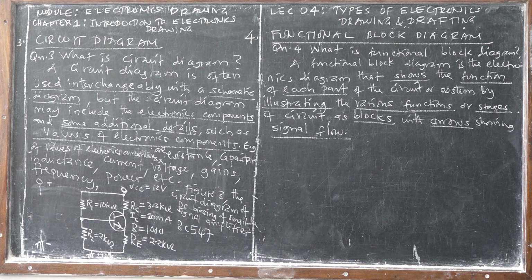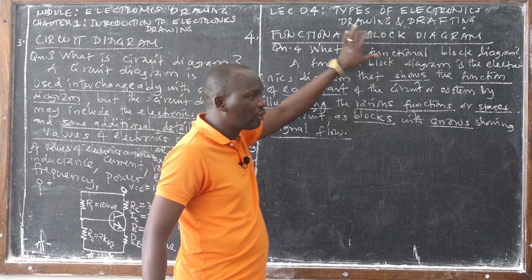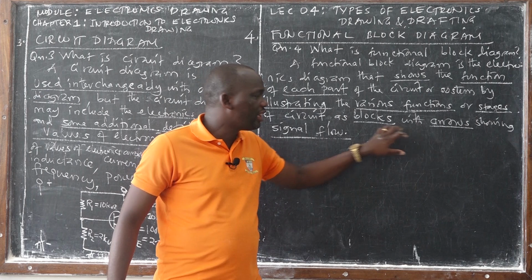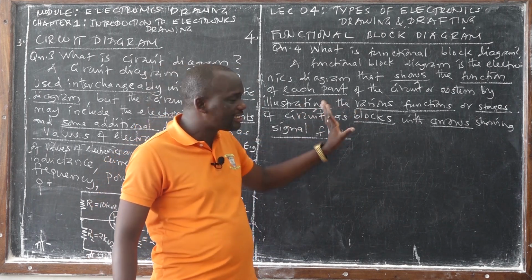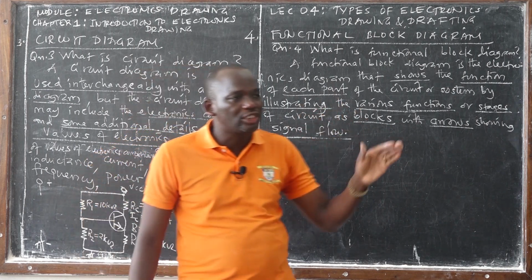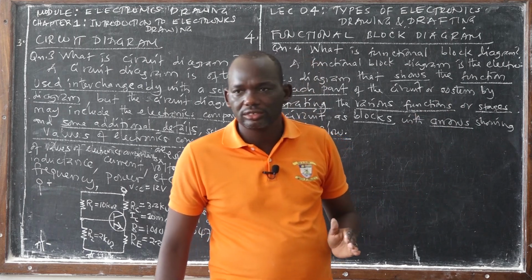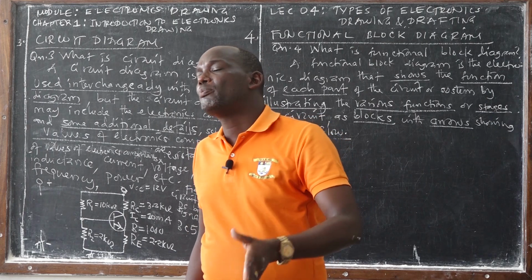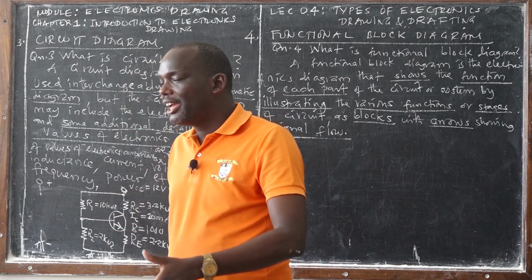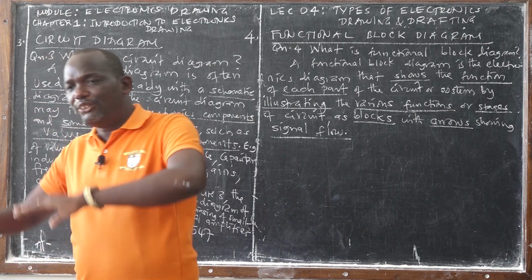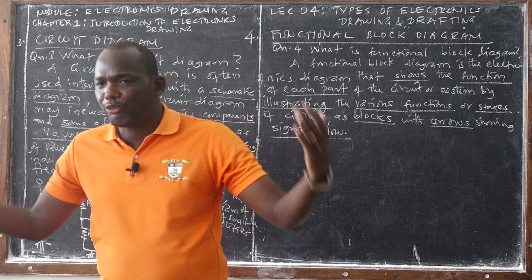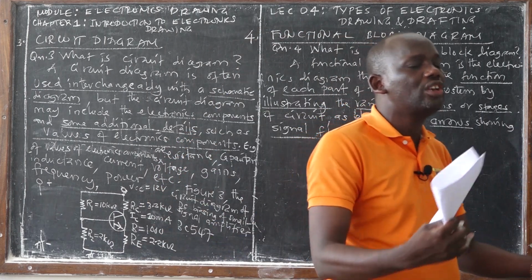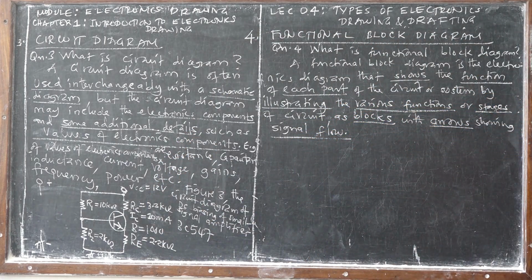Are we together? That's why we have the functional block diagram. It also uses blocks and arrows. Blocks represent a subsystem, and that subsystem performs a particular function in that electronic circuit. Another block performs another function. If you integrate all the functions performed by each functional block, then you can have the performance of the entire system.